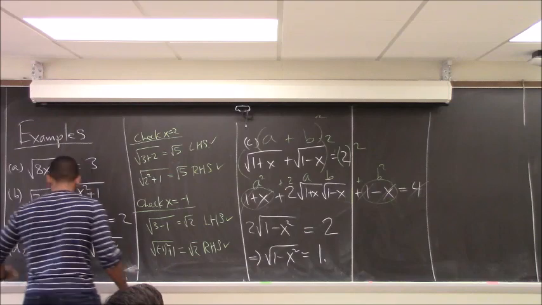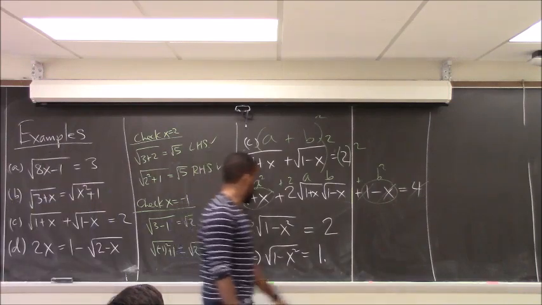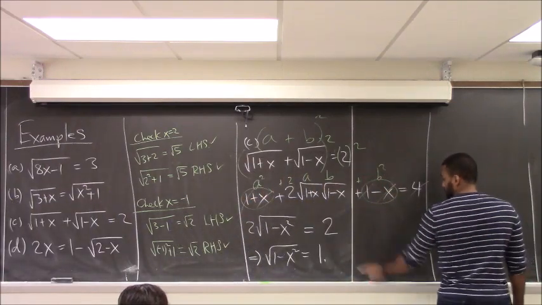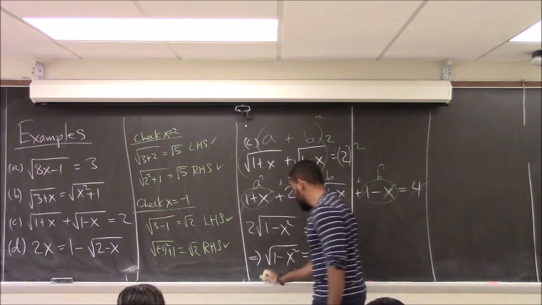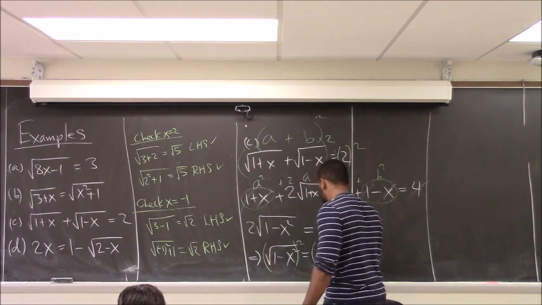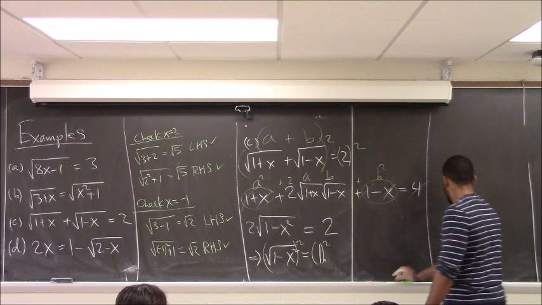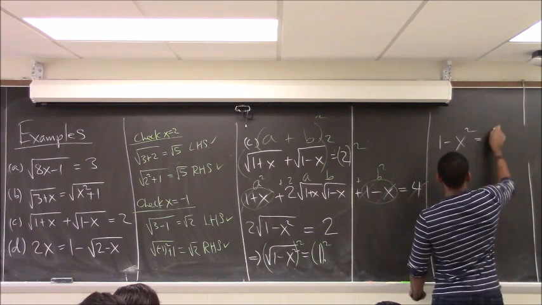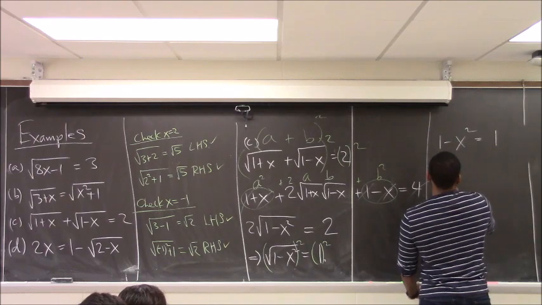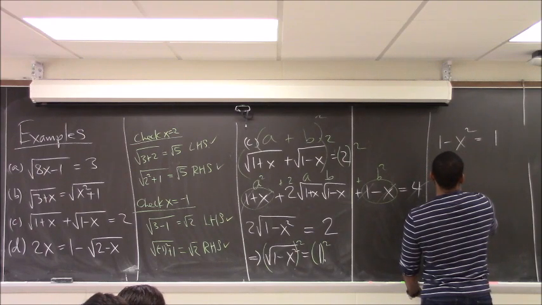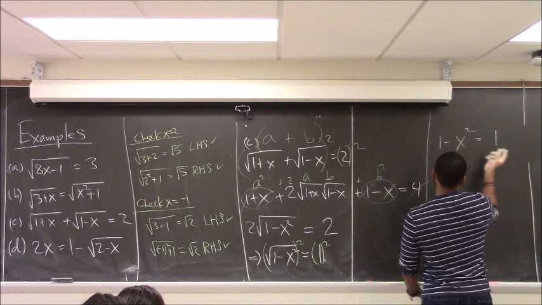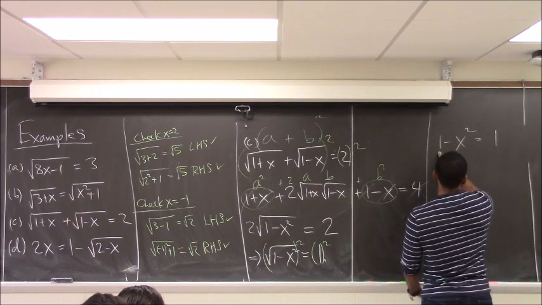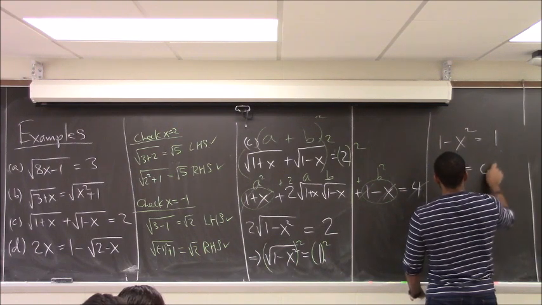So now I divide both sides by 2. Radical is isolated, so I'm going to square again. So this is the situation where we have to repeat. Now I square again, I get 1 minus x squared equals 1. And so what that actually means is, move x squared to the other side, I get x squared, subtract 1 from both sides, I get 0.